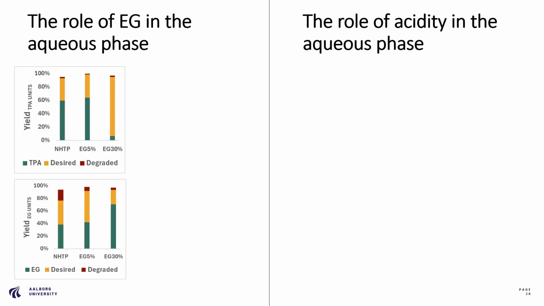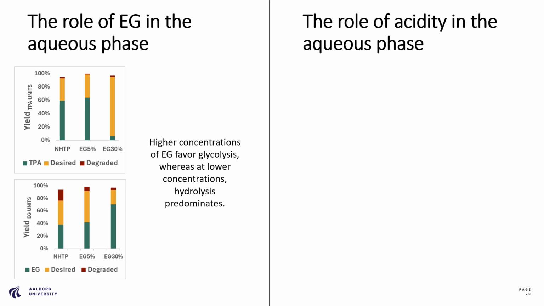So as you can see on the left hand side, we have the yield of TPA units and the yield of EG units for different reaction conditions. One is for neutral hydrothermal processing at 310-20. The second is for EG 5% reactions and EG 30% reactions. Based on these results, it's clear that at higher EG concentration, glycolysis is favored, while at lower concentration, hydrolysis predominates. Given that our aqueous phase contained less than 5% EG, hydrolysis is the primary reaction in this case. This aligns with our observations and helps clarify the mechanism driving the depolymerization.